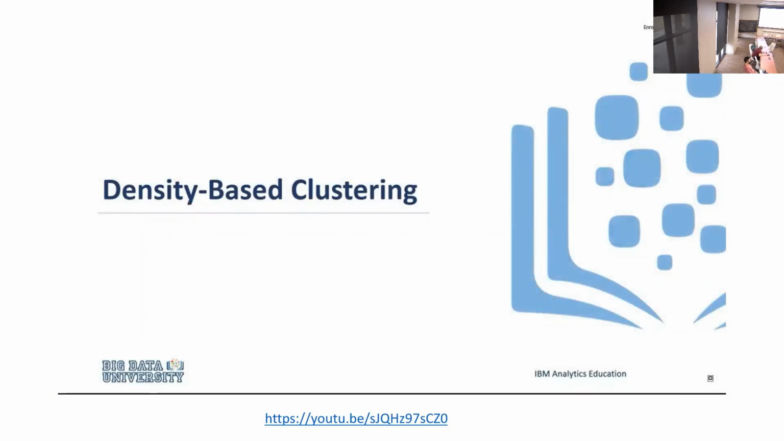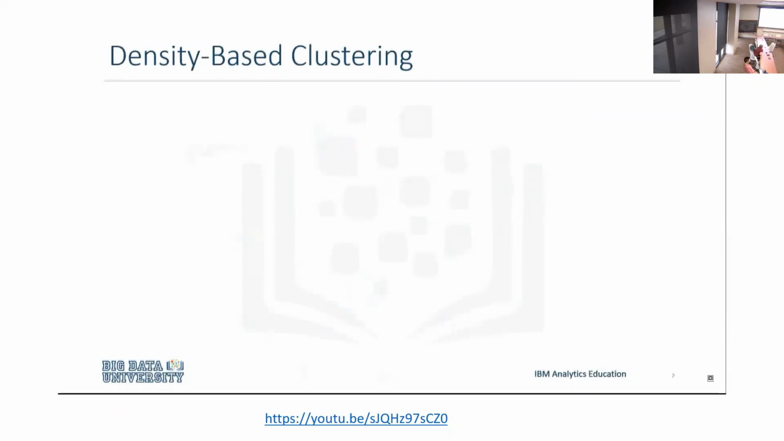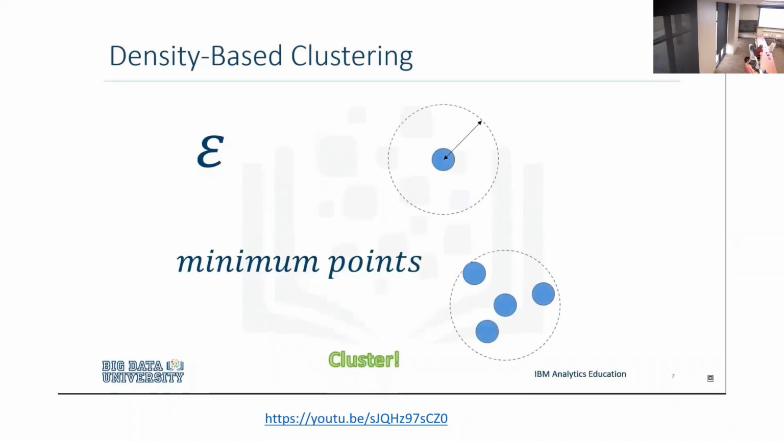We'll be covering density-based clustering. Density-based clustering is also known as DB-scan, or density-based spatial clustering of applications with noise. It works by defining a cluster as the maximal set of density-connected points. There are two parameters that are taken into account: epsilon, the maximum radius of the neighborhood, and minimum points, the minimum number of points in the epsilon neighborhood to define a cluster.